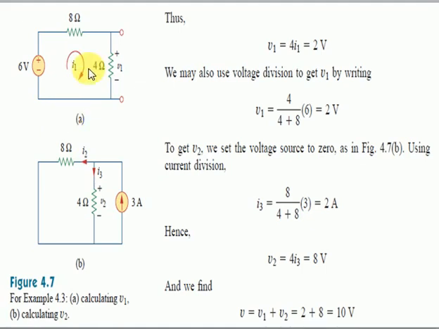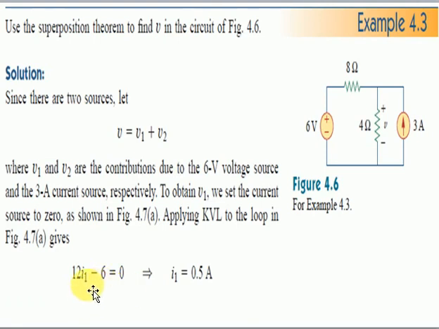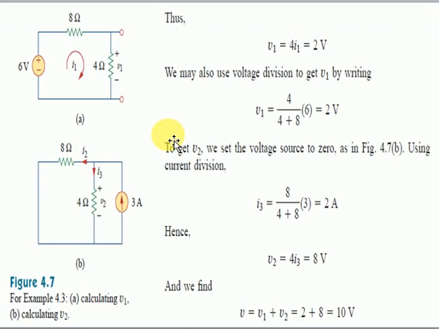So first of all we have to find out this V1, and we are using Ohm's law that V1 is equal to 4I1, so we have to find the value of I1. We can find the value of I1 by applying KVL here. So when we apply KVL here, then we will get this equation, 12I1 minus 6 is equal to 0, and from this we will get the value of I1 is equal to 0.5 ampere. So if we put the value 0.5 ampere here, then V1 is equal to 2 volt.